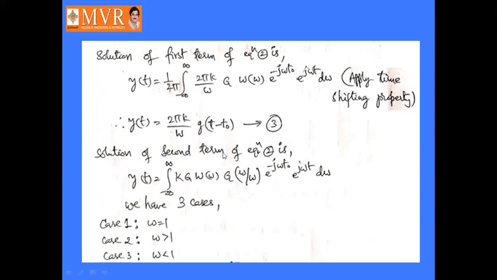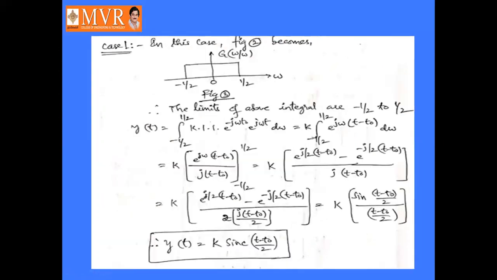So the solution of the second term of equation 2 is y of t equal to minus integral minus infinity to infinity kg into w of omega into g of omega by w into e power minus j omega t naught into e power j omega t d omega. So here we have three cases. Case 1 is considered by putting omega value as 1. Case 2 is by putting omega as greater than 1. Putting omega less than 1 is considered as case 3. Okay, one by one we will solve.